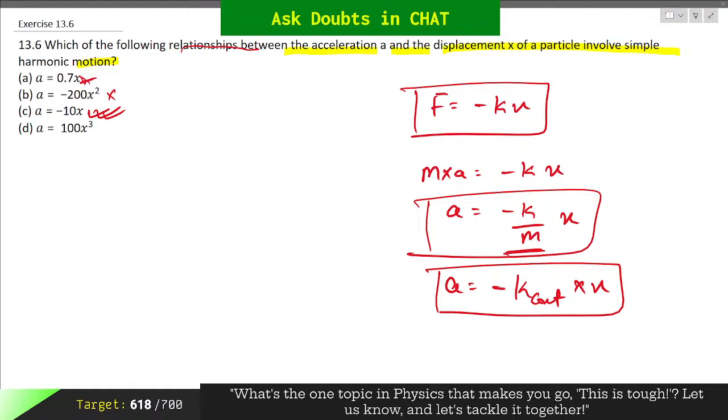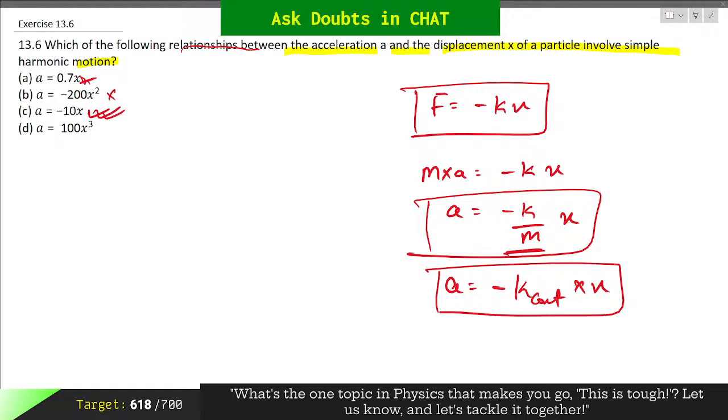So whichever function will follow this rule, we can say that the particle will involve simple harmonic motion. So here in option A, we have a positive x, the acceleration is increasing linearly with x, so it can't be simple harmonic motion. And in option B, we have minus of x square. Again, whether x is positive or negative, it is going to be minus, so force never changes its direction, so again it is not a simple harmonic motion.